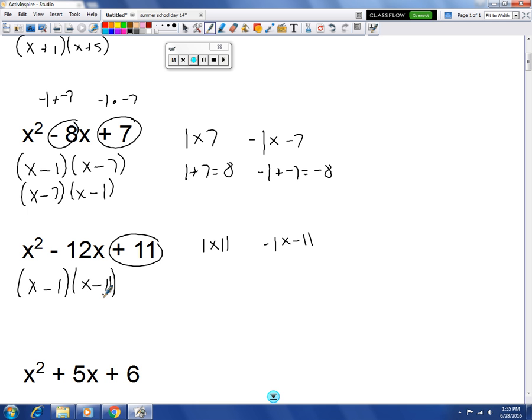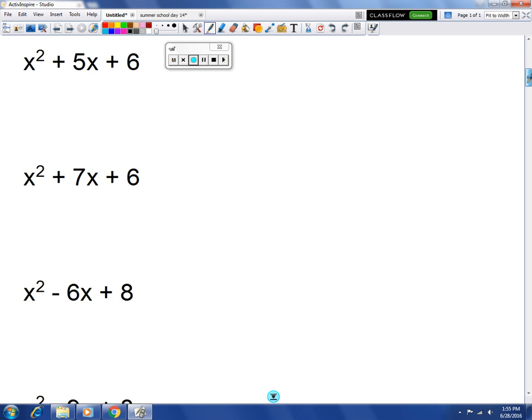Typically when I start factoring with students, I pick prime numbers as my last number, because there's only one way to multiply to make those numbers. 7 was a prime number. So we'll boost it up a little bit with the next few problems.